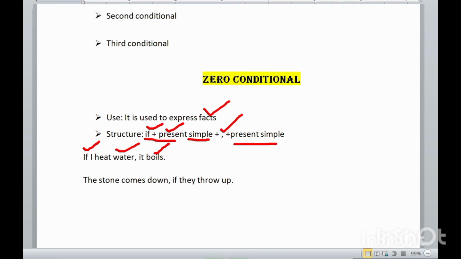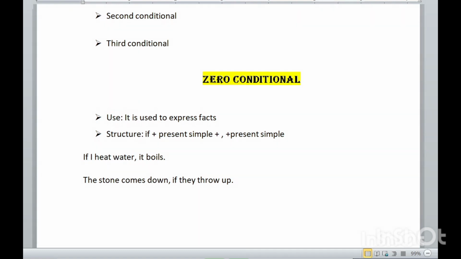Another example: the stone comes down if they throw it up. One thing has happened here: we changed the order of the clauses. The if clause was first in the structure but we used it second, and nothing happens. The main clause was second and we used it first, and nothing happens. We can exchange these clauses. If you throw anything in the air, it comes down and reaches the earth. Is this a fact or not? It will come down. We know that.